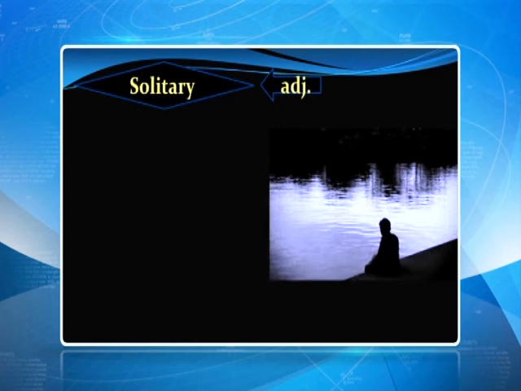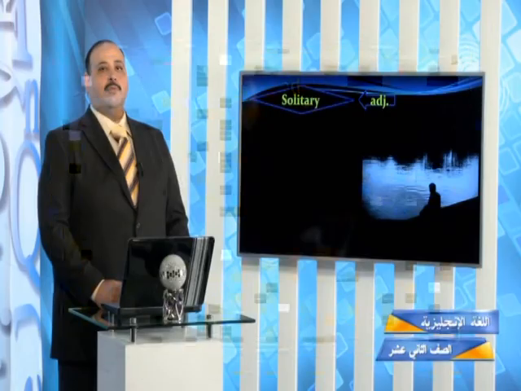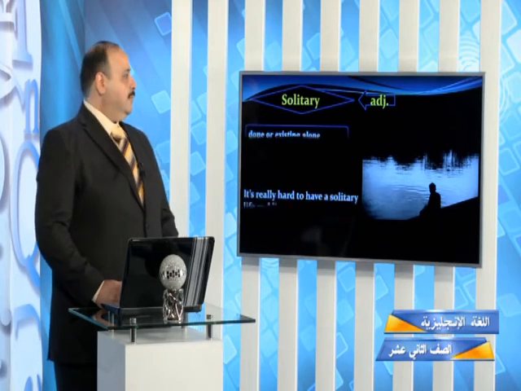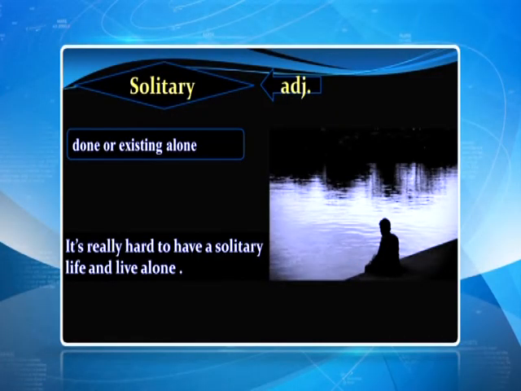Solitary. Solitary also here is an adjective. Now I want you to focus. The picture can tell you. How many people can you see in the picture? It's only one person. Is he sociable? I mean, do you think that he likes to stay with people, his friends, chatting, talking, laughing? Of course not. Why? Because he prefers a solitary life. So what is the meaning of solitary? Let's see. Done or existing alone. It's really hard to have a solitary life and live alone. Okay, dear students, let's move to another word.